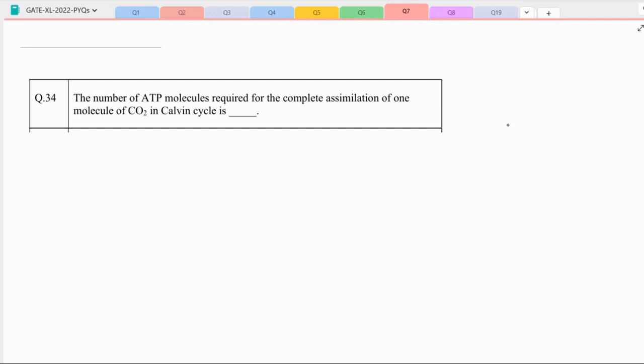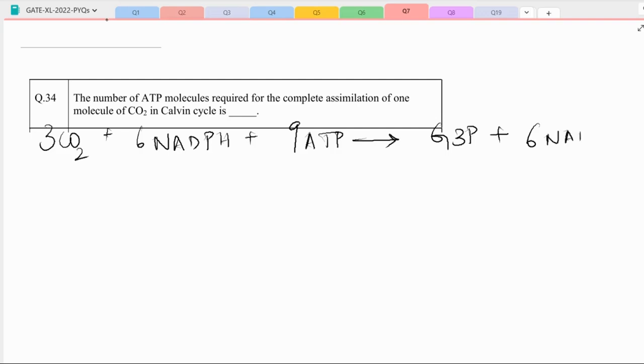The number of ATP molecules required for the complete assimilation of one molecule of CO2 in Calvin cycle is. Basically, if you have good knowledge in plant biochemistry, then this particular question is pretty easy. If you can remember the overall reaction of the Calvin cycle, which is 3CO2 + 6NADPH + 9 ATP gives G3P, which is glyceraldehyde 3-phosphate, + 6NADP + 9 ADP. So here, for 3 carbon dioxide molecules, you require 9 ATP.